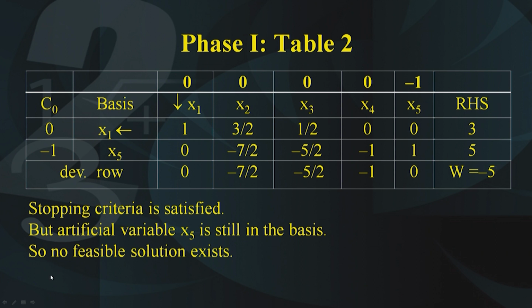So, this means that since the artificial variable has not been eliminated from the basis, this LPP has no feasible solution. So, this is what we conclude: no feasible solution exists for this particular LPP because the artificial variable x5 is still in the basis, it is still non-zero. Ideally we should have had this become 0, but unfortunately this is still non-zero. So, this is an indication that the problem has an infeasible solution.